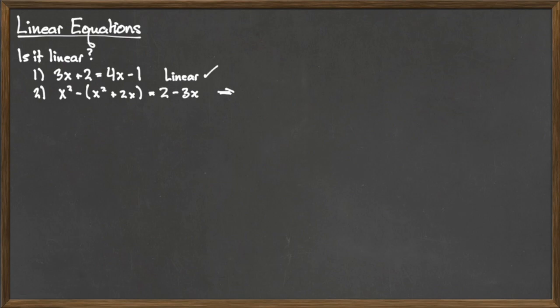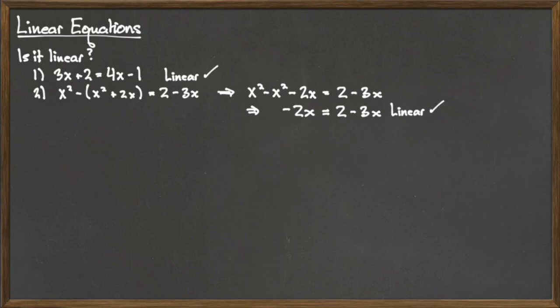Go ahead and distribute that negative sign, and we'll get x squared minus x squared minus 2x equals 2 minus 3x. Therefore, those x squareds cancel out, and I'm left with negative 2x equals 2 minus 3x. So this is a linear equation because those nonlinear terms cancel out. Next, take a look at x cubed minus 4x equals 1. That x cubed does not cancel with anything, so this is a case where a nonlinear term, namely one that doesn't cancel, says I do not have a linear equation.